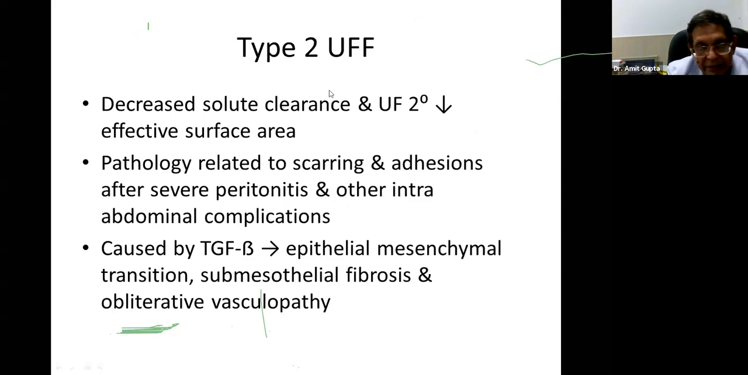So there's decrease in the solute clearance and ultrafiltration secondary to reduced effective surface area. The pathology, as I mentioned earlier, is related to scarring and adhesions after severe peritonitis and intra-abdominal complications. And essentially it's caused by TGF-beta because it leads to epithelial mesenchymal transition, submesothelial fibrosis, and obliterative vasculopathy.